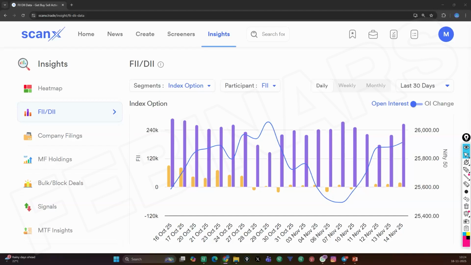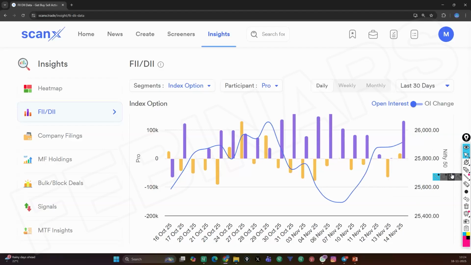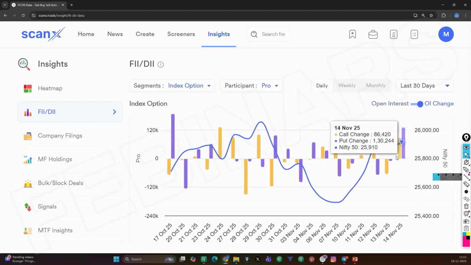Okay, now let's go to the pro section, to see what the pro traders are doing. Yesterday the pro traders again bought. How many call options and put options did they buy? You can click this open interest change and see the activity from yesterday. Pro traders have bought 1,30,000 put options and 86,000 call options.